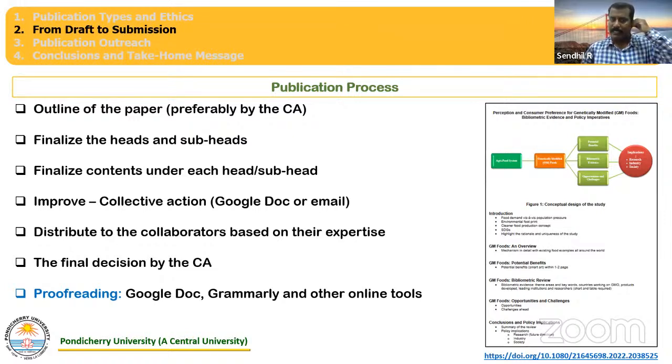When you write any paper, one thing that always comes to the picture is proofreading, because we are not native speakers of English, so obviously there will be a lot of errors in the manuscript. I suggest a few options: you can share the text in the Google Doc, and it will suggest corrections if there are any errors. Then, if you have a subscription to Grammarly, it's a very good software that also helps to proofread the paper. And apart from this, there are other online tools also.